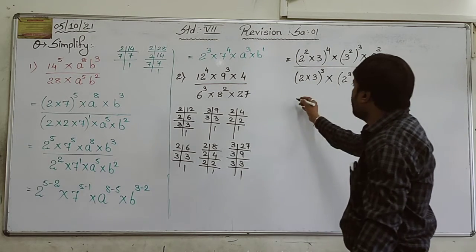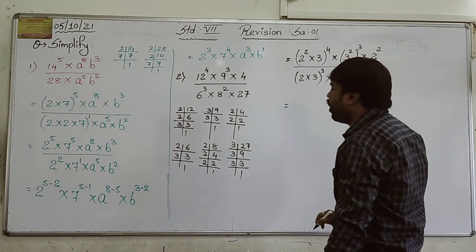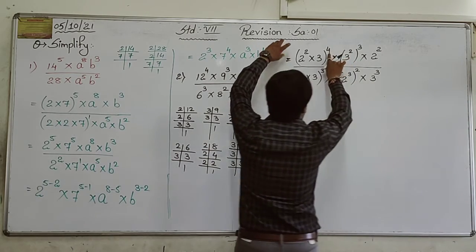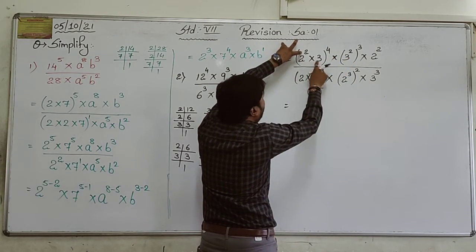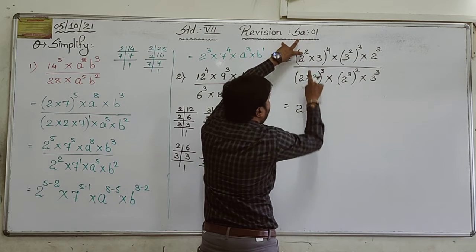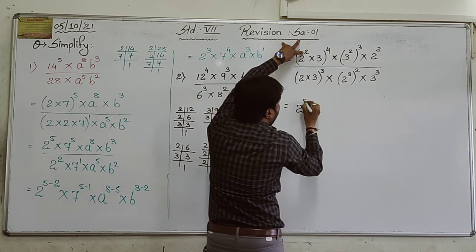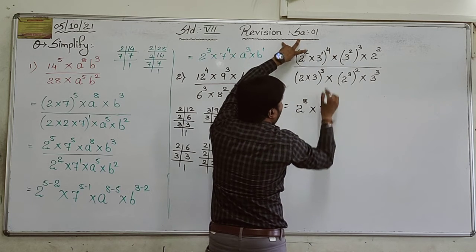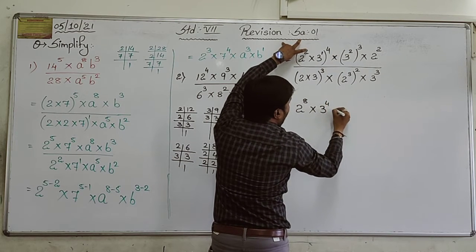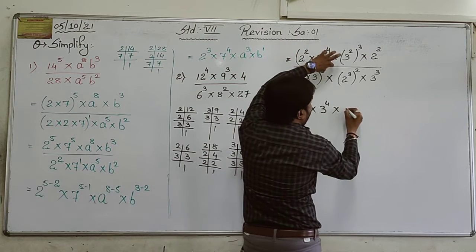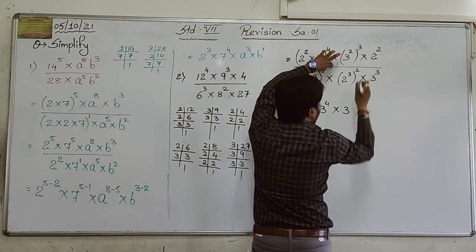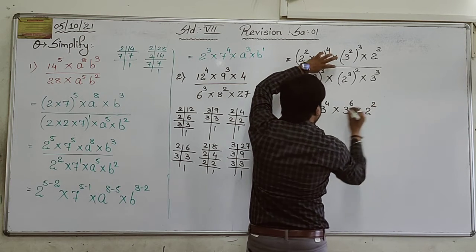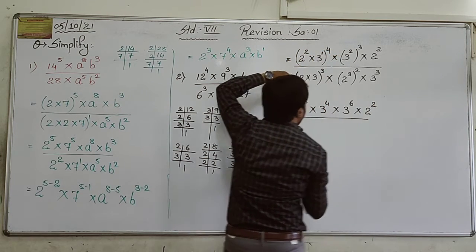So in the first one I am going to apply law of product. Means what? These 4 I have to distribute with both the numbers. So 2 raised to 4 2s are 8 multiplied by 3 raised to 1 4s are 4 multiplied by 3 raised to 2 3s are 6 multiplied by 2 raised to 2 upon.